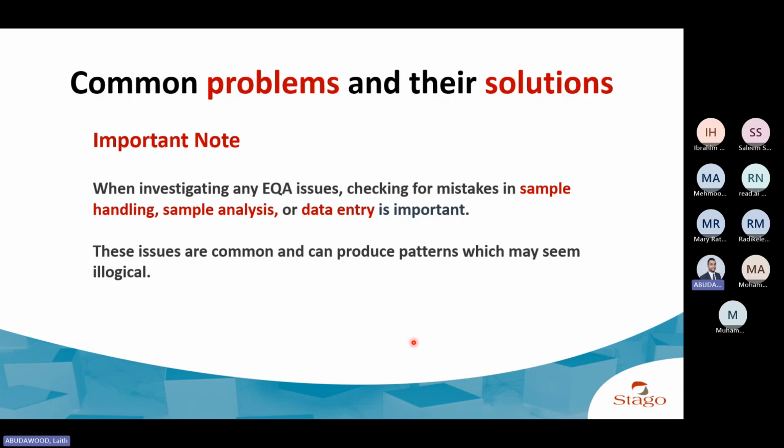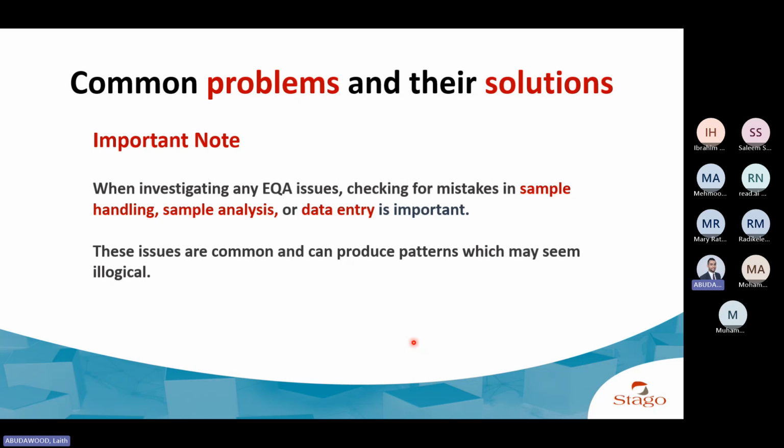The other part is, when you are investigating EQA issues, it's very important to pay attention to sample handling, the sample analysis, or the data entry. You will be surprised by the amount of issues that turn out to be just a problem with data entry, or someone mixed up the wrong vial, or someone used the wrong survey. There is really no problem with your system. There is no problem with the materials. It's just someone who made a mistake, and a lot of these mistakes are data entry errors or clerical errors, or someone labeled something wrong, for example. Okay, so these issues are very common.